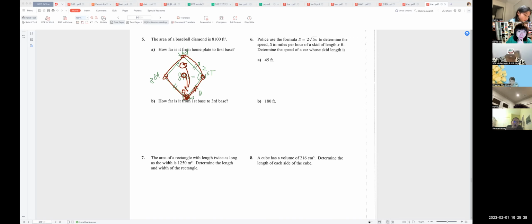So they want to know how far it is from home plate to first base. So very easy. Just the square root of 8,100 equals 90 feet. So that is the answer. Understand?